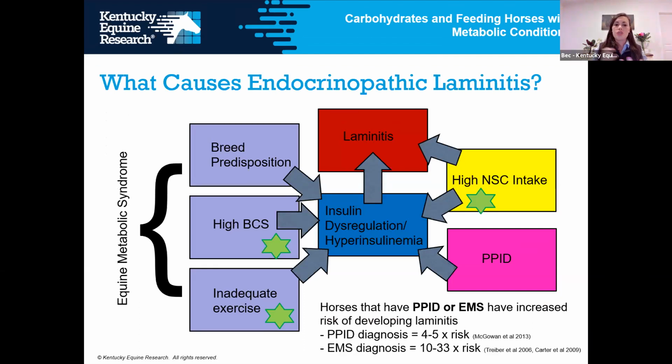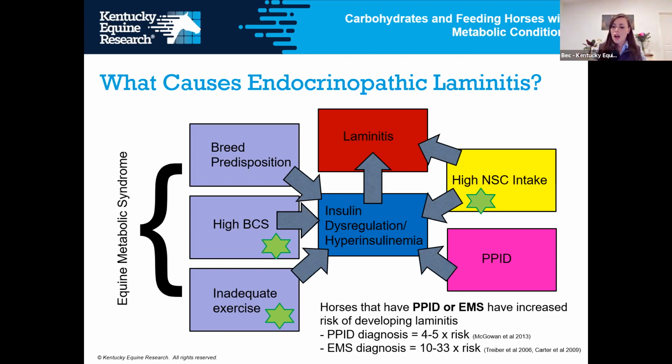It's just to draw your eye to the fact that we are going to be talking about this endocrinopathic laminitis, and with laminitis sitting there in the center, everything is coming from this insulin dysregulation, this hyperinsulinemia situation. But what actually causes that? We need to work our way backwards here and figure out what's causing the problem that's causing the laminitis. And there's lots of different factors.